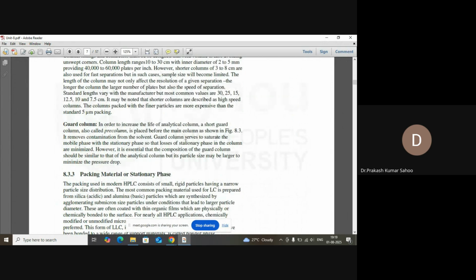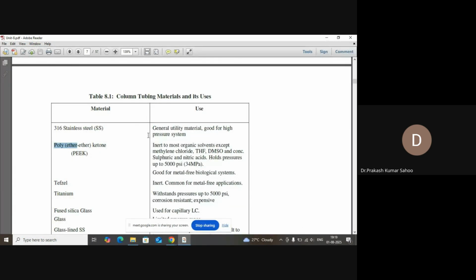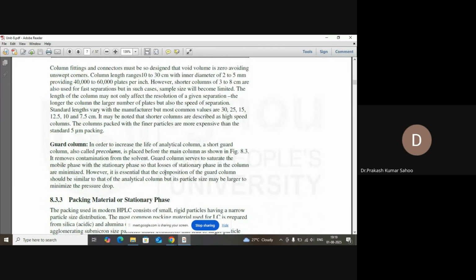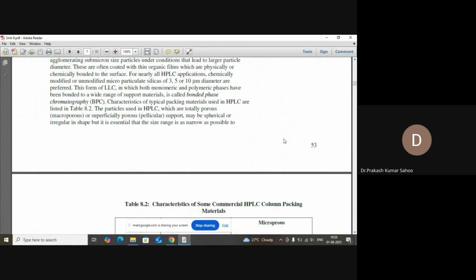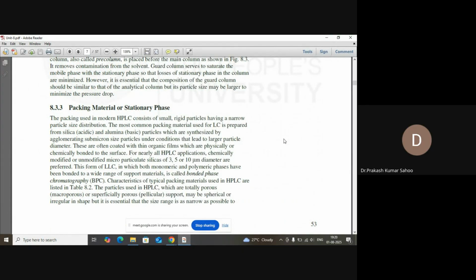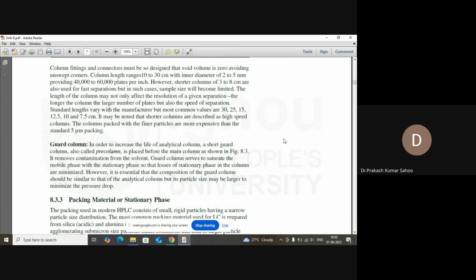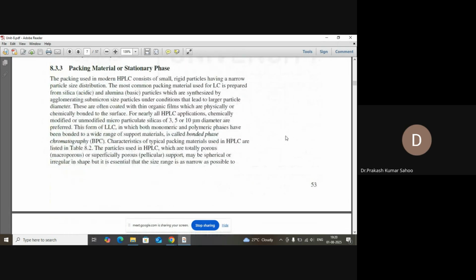Then the guard column. In order to increase the life of the analytical column, a short guard column, also known as a pre-column, is placed before the main column, and it removes contamination from the solvent. So the guard column serves to saturate the mobile phase with the stationary phase so that leakages of stationary phase in the column are minimized. So this is just a precautionary column before the analytical column we have.